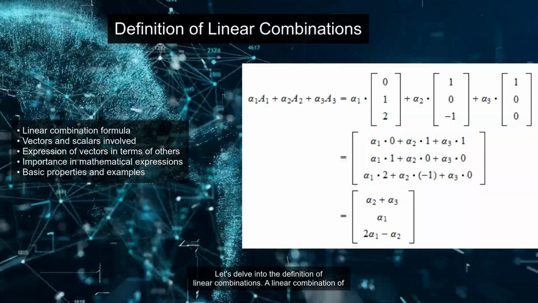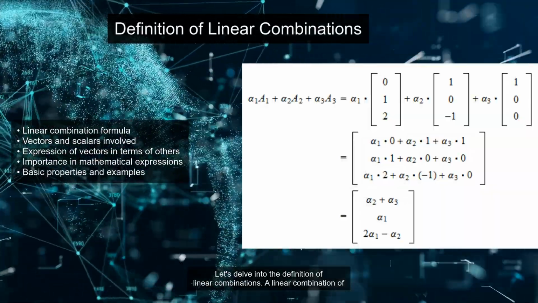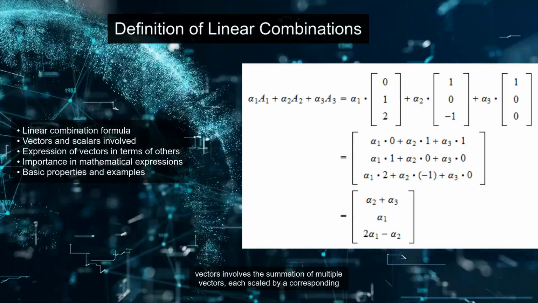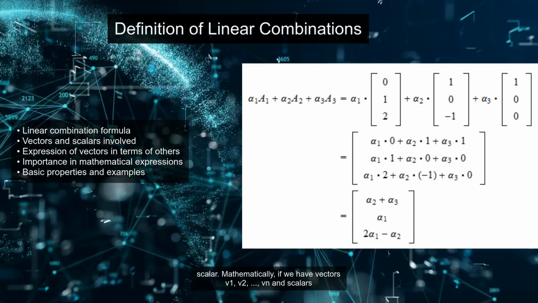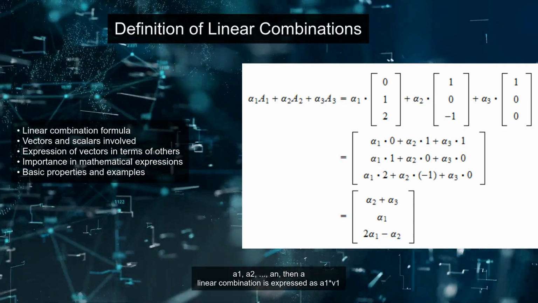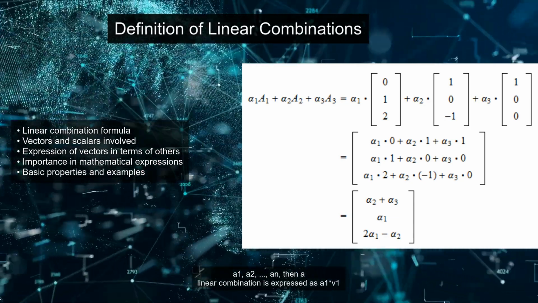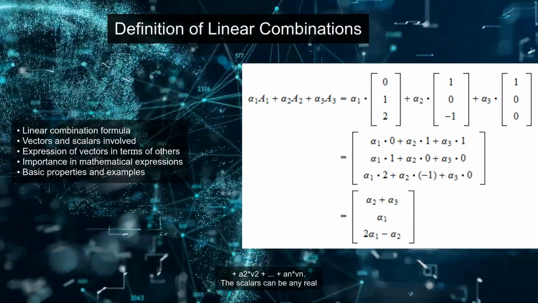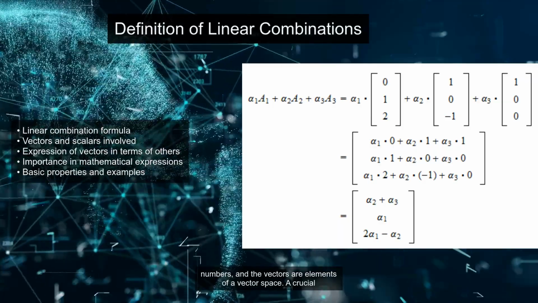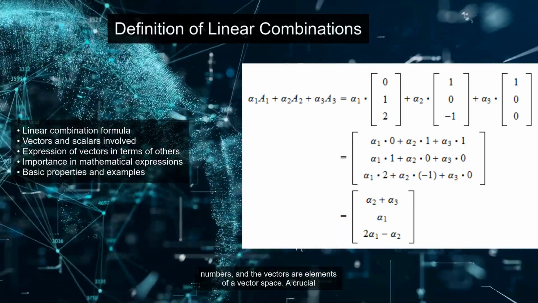Let's delve into the definition of linear combinations. A linear combination of vectors involves the summation of multiple vectors, each scaled by a corresponding scalar. Mathematically, if we have vectors v1, v2, ..., vn and scalars a1, a2, ..., an, then a linear combination is expressed as a1 v1 + a2 v2 + ... + an vn. The scalars can be any real numbers, and the vectors are elements of a vector space.